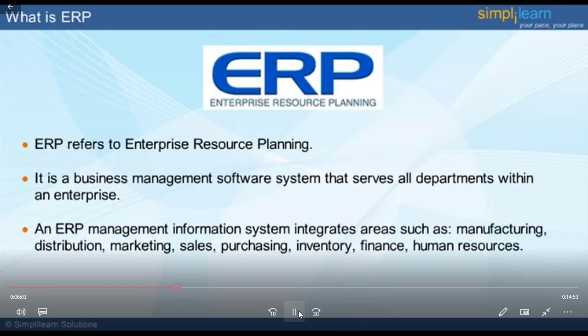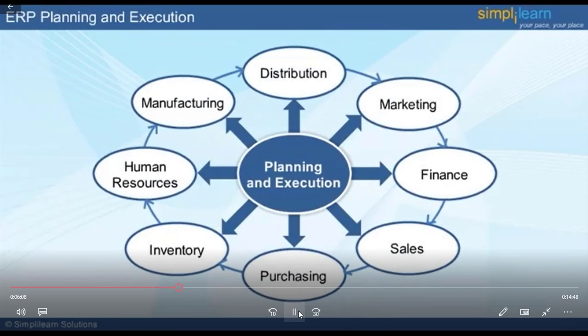Let us now learn more about ERP planning and execution. The diagram shows the process of planning and execution using SAP. The SAP system is a fully integrated system where activities in one area generate activities in another area. An ERP management information system integrates areas such as manufacturing, distribution, marketing, finance, sales, purchasing, inventory, and human resources.